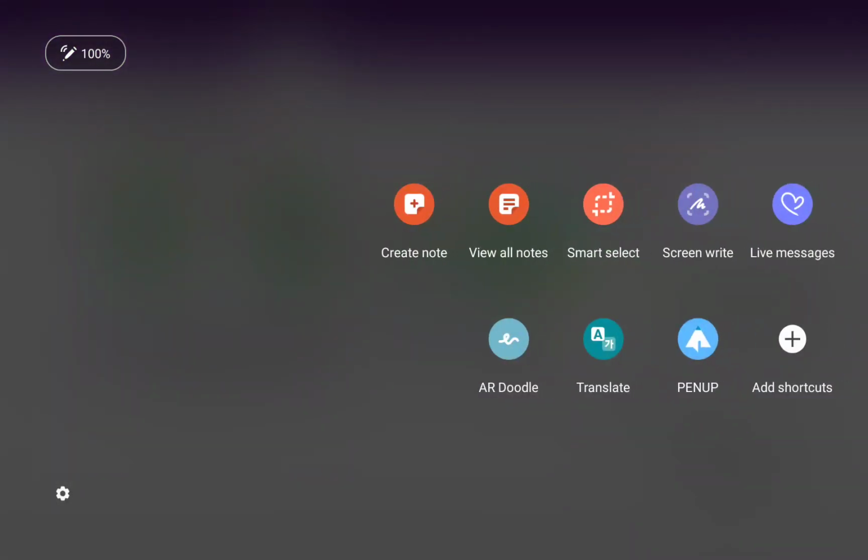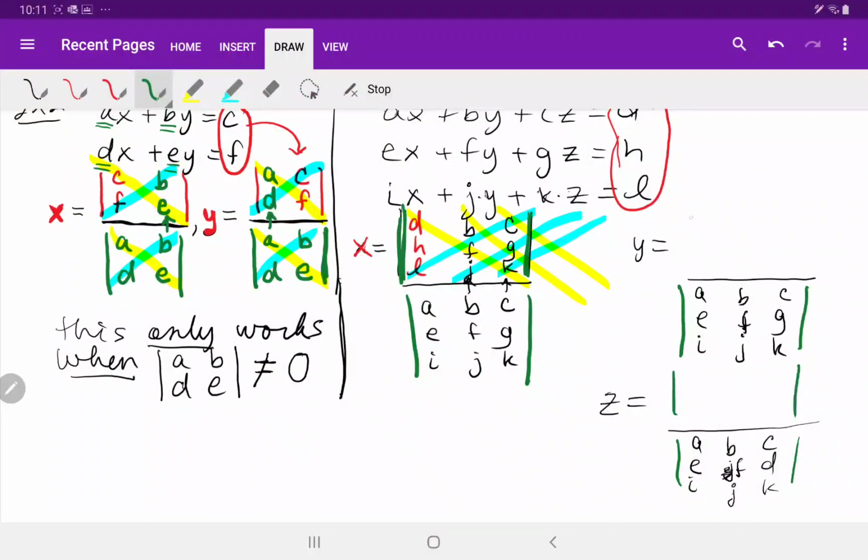And your numerator. And remember, you're putting the red in the column that you're solving for. So if you're solving for y, you put it in the middle column. If you're solving for z, you put it in the last column.